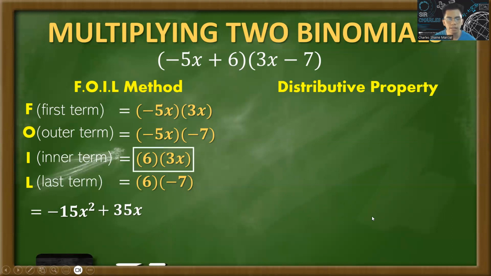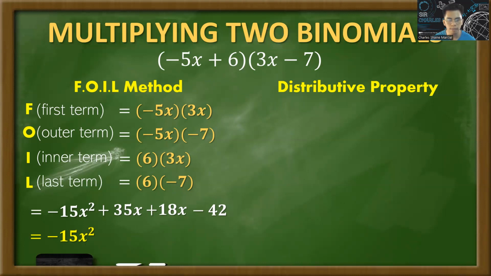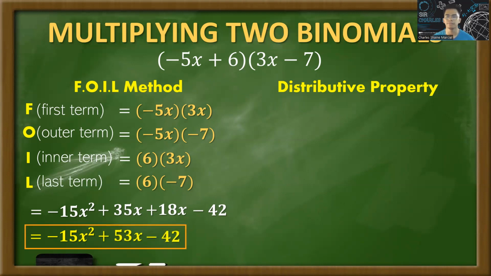6 times 3x, that is equal to 18x. 6 times negative 7, negative 42 is the answer. And then after that, combine the like terms. Bring down negative 15x squared and combine 35x plus 18x. The answer is 53x minus 42. And that is the final answer. I hope you are following the process.